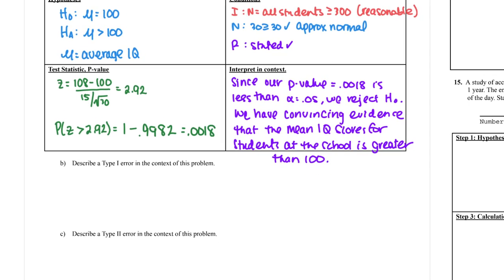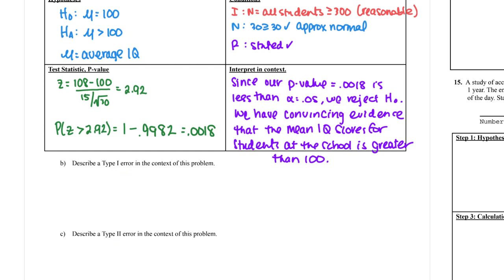All right, describe a type 1 error in the context of this problem. So instead of writing it out, I'm just going to say it verbally. So remember, type 1 error is a false positive. So you think you found something, but really there was nothing to find. So in this case, we would conclude that the mean IQ score is greater than 100, but it actually isn't. That would be a type 1 error.